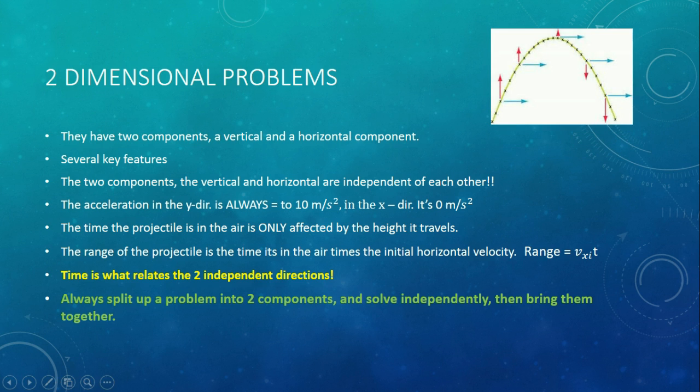And as you can see from this graph, the x component velocity always stays the same. So it's always constant because acceleration in the x is 0. But in the y direction, it's always changing because gravity is always affecting the object in the y direction, always.